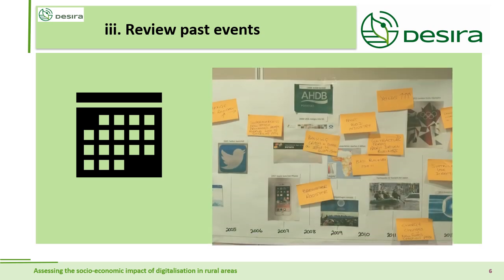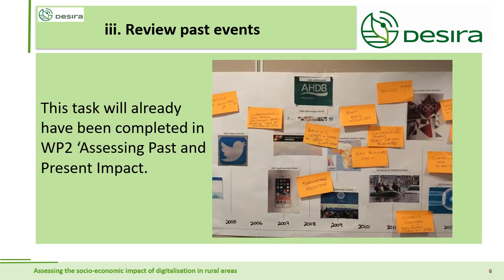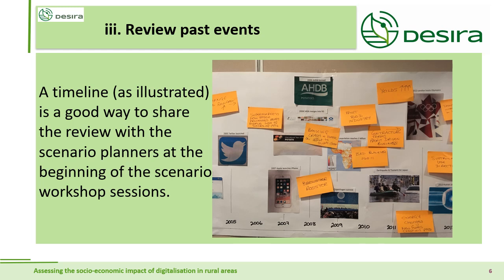This step builds on Work Package 2, assessing past and present impact. The information from that review can be used in an initial exercise in the scenario workshop sessions, whether hosted online or held in person. A timeline as illustrated is a good way to share the review with the scenario planners at the beginning of the scenario workshop sessions. This information can act as a useful visual aid to stakeholders to demonstrate change over a 10-year period, and it can also serve as a good icebreaker to prompt discussion and exchange amongst your stakeholders.